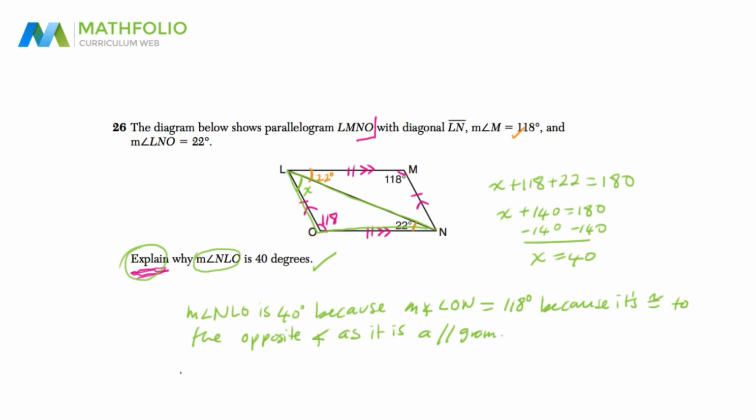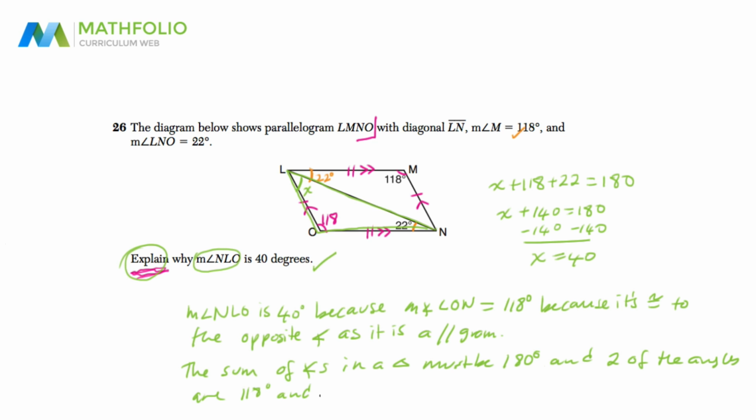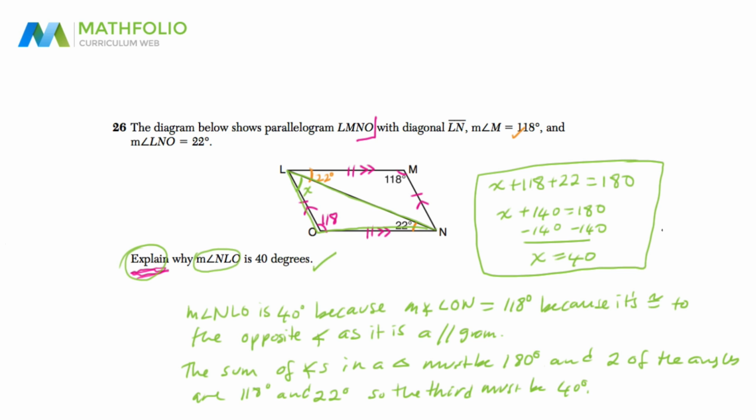We could also say that the sum of angles in a triangle must be 180 degrees, and two of the angles are 118 degrees and 22 degrees, so the third must be 40 degrees. And the work for this is right here, but we have a full explanation, and so that's our complete answer for number 26.